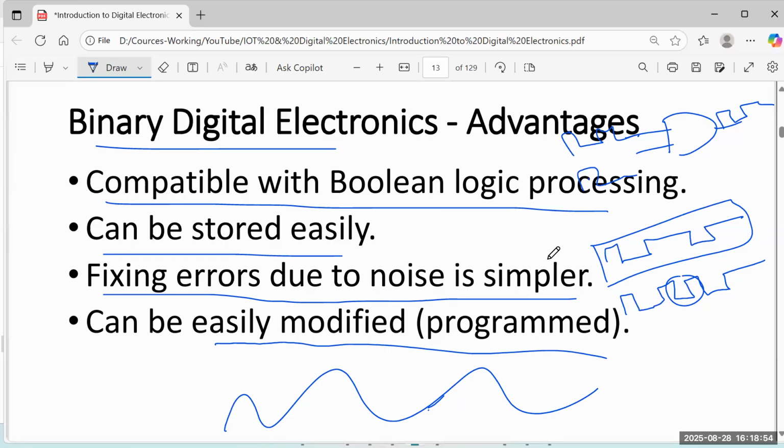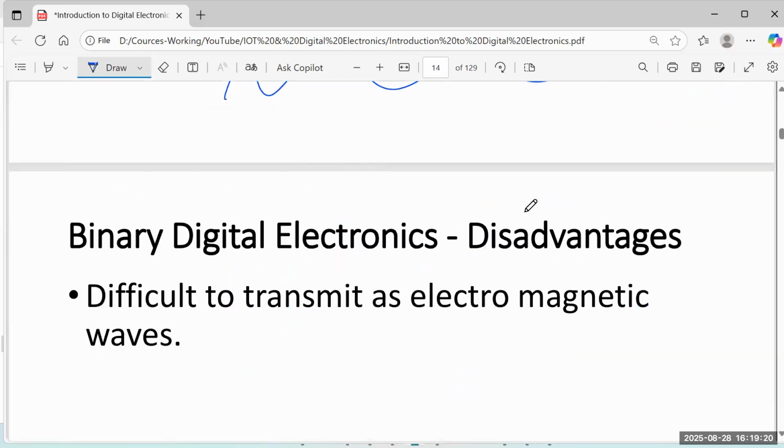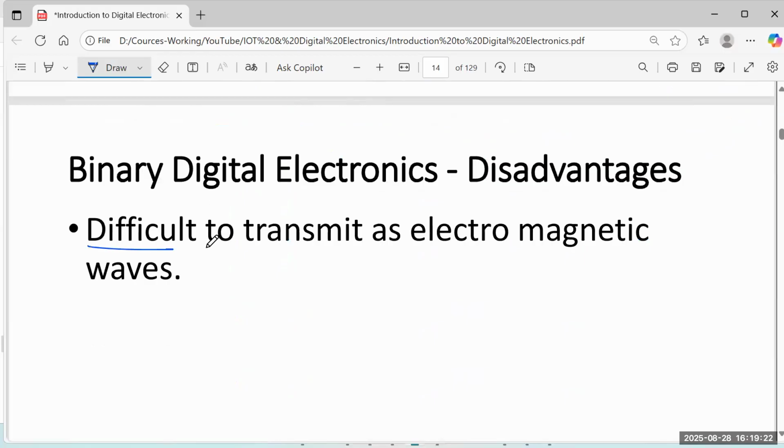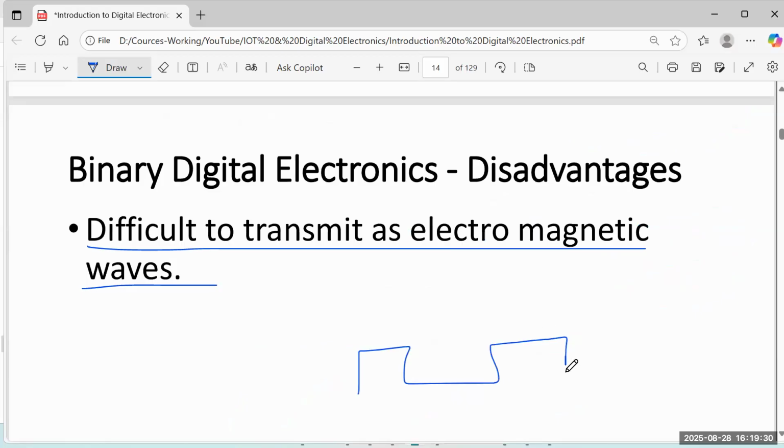So therefore, even though a computer is almost 100% digital, when it comes to networking, we need to convert it to analog and transmit through air, radio waves. Radio waves are always analog, right? The electromagnetic waves are also analog. Short distance, we can send a digital signal like electricity on, off, but not very long distance. So this is the biggest issue with digital electronics. Difficult to transmit as electromagnetic waves. So this kind of waves you can't transmit long distance.